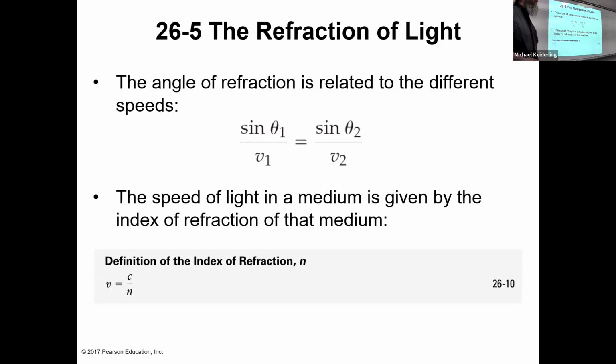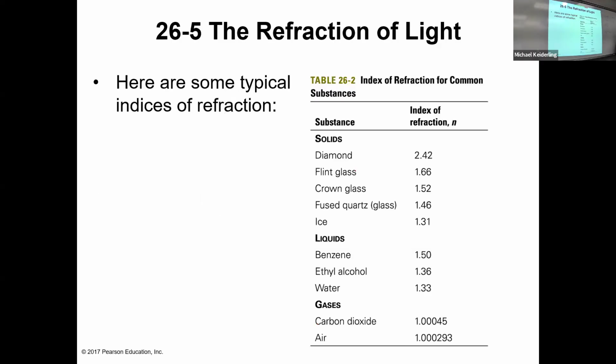So for example, if your index of refraction is 1.5, the speed of light in that medium is going to be 2 times 10 to the 8th meters per second. So this gives you index of refraction 1 times sine of theta 1 equals index of refraction 2 times sine of theta 2. And index of refraction is the speed of light in a vacuum over the speed of light in the medium. And here are some examples of actual indices of refraction.